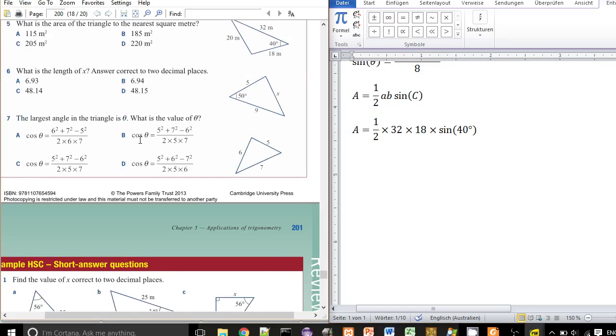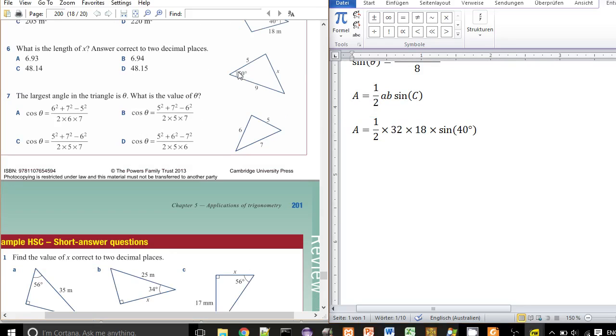Okay, what is the length of x? Okay, sine rule again, or actually cosine rule, okay? Because this involves all three sides.